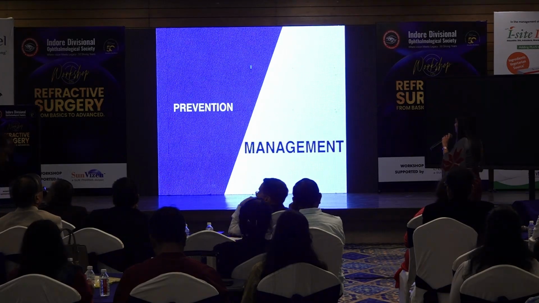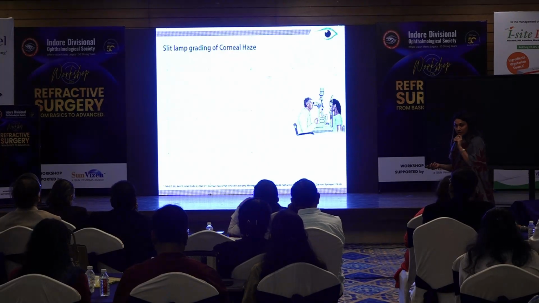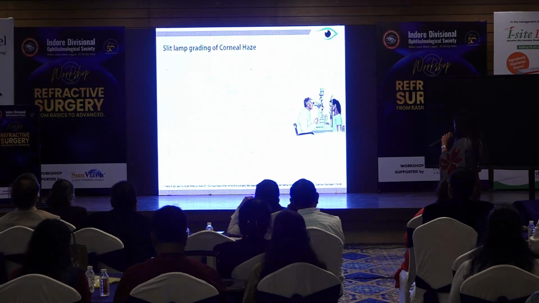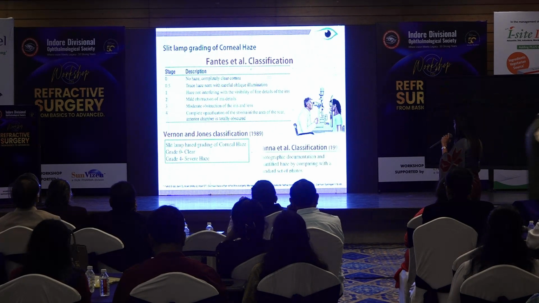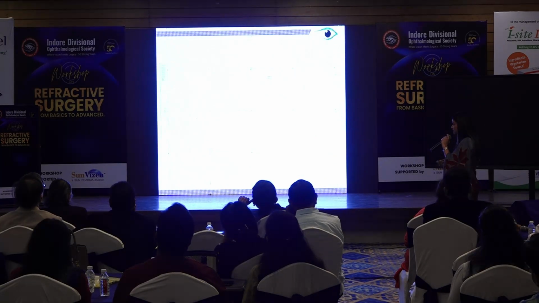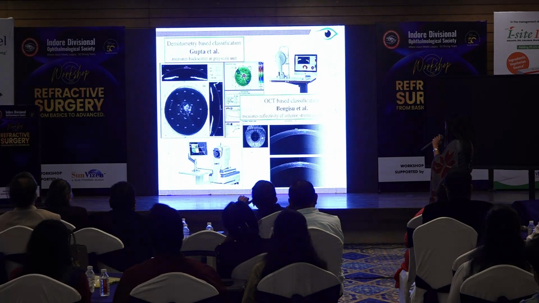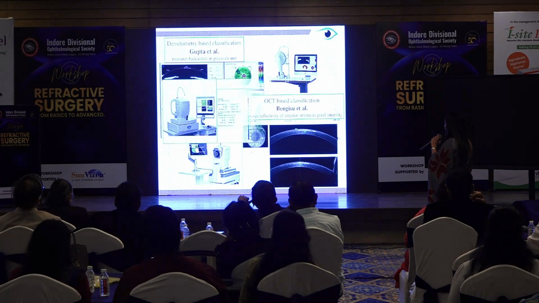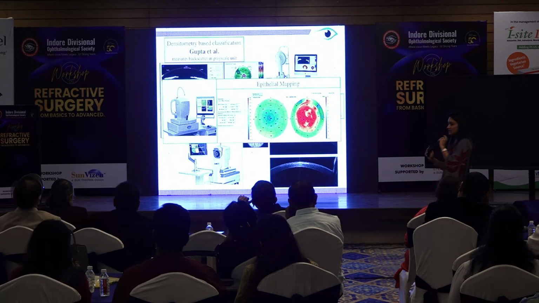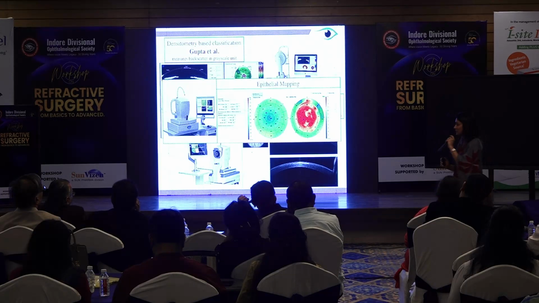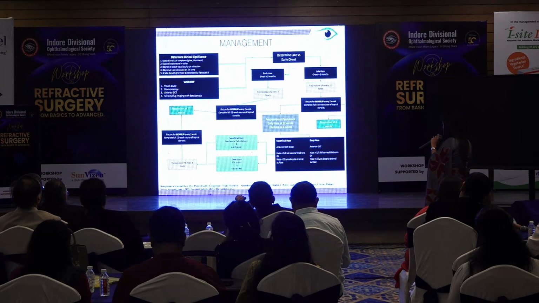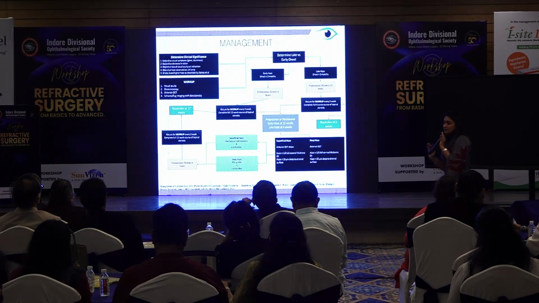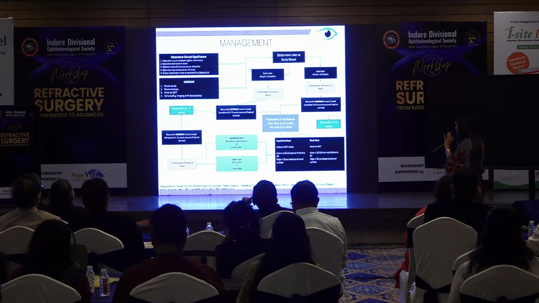Now, suppose we have developed haze, now what else? So there are multiple gradings. There is slit lamp grading. There is grading based upon, nowadays, densitometry-based anterior OCT, as well as the epithelial mapping based classification of haze, which we'll not go into because it's very theoretical. This is a very good paper which very well summarizes the management of post-PRK haze.